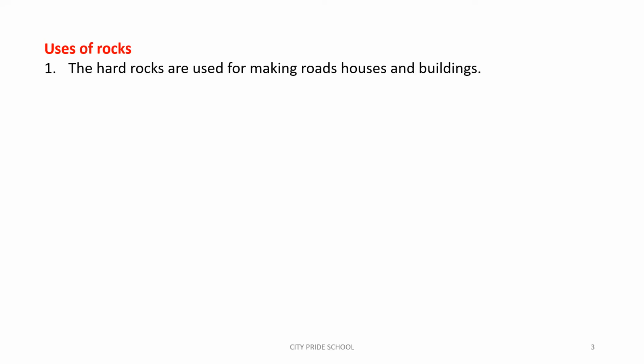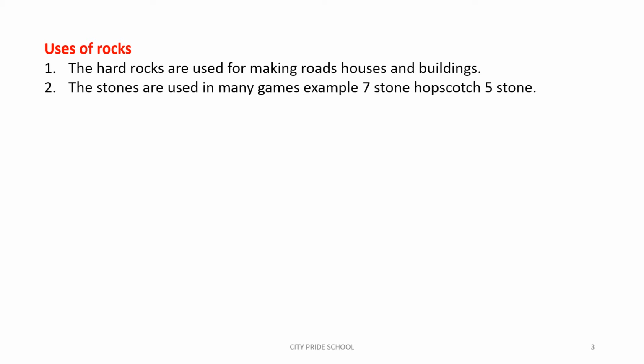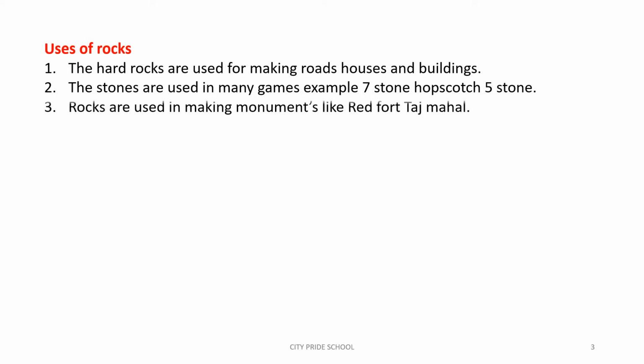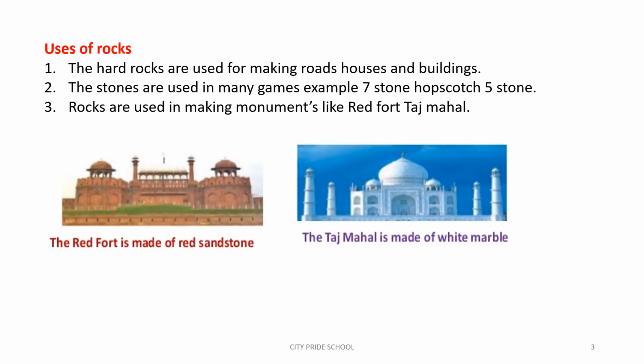Now what are the uses of rocks? The hard rocks, of course, are used for making roads and building houses. The stones were also used for many games, for example, seven stone, hopscotch or five stone. And even for making monuments like the Red Fort and the Taj Mahal. The Red Fort is made up of red sandstone and the Taj Mahal is made up of white marble.